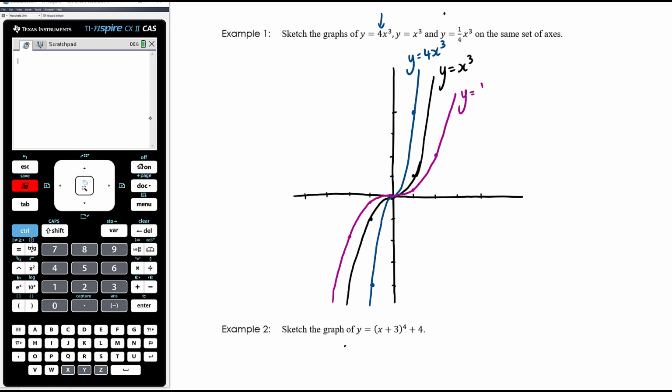So that's y equals 1/4 x cubed. In terms of sketching these graphs, we do need to have at least one point marked on them. They obviously all go through the origin, but we can't tell exactly what they are without a point. So I'm going to mark that point 1, 1/4. I'm going to mark this point as 1, 1. And let's mark this one up here at 1, 4 to give us that sense of dilation.